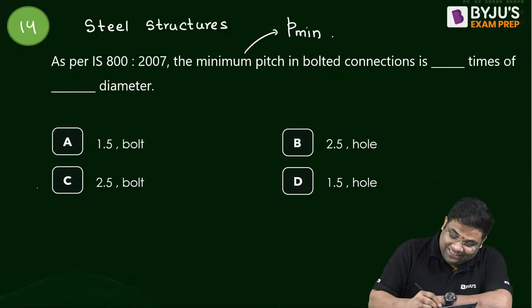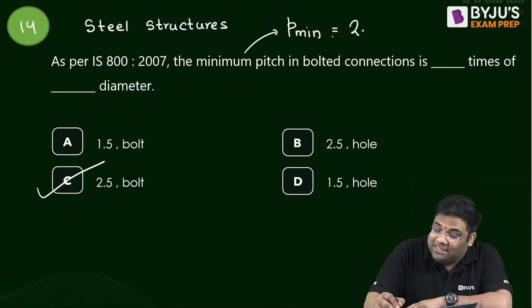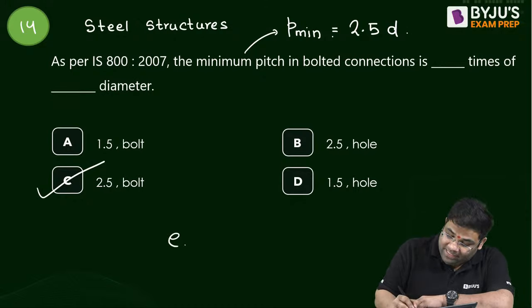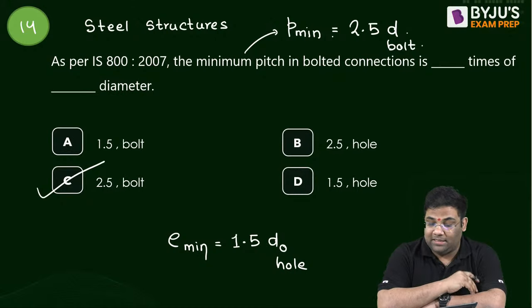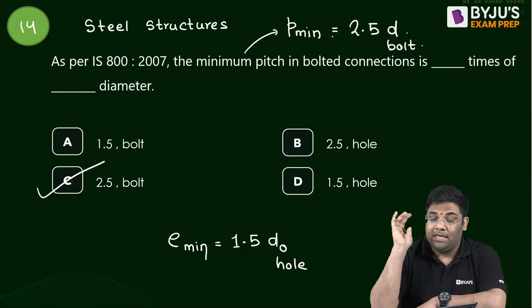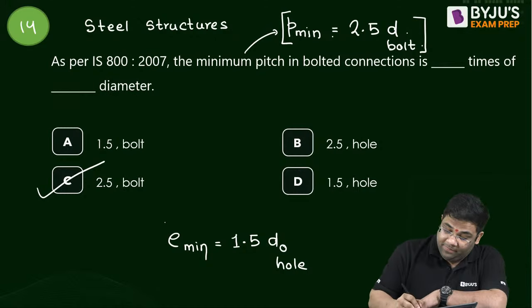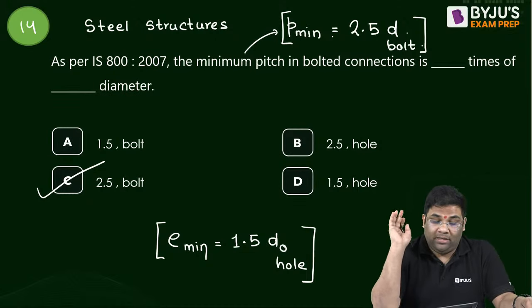The answer is C. Minimum pitch distance is 2.5 times the bolt diameter. Minimum end distance is 1.5 times the hole diameter. Understood, everyone? Everybody gets confused here, and therefore you should know this. So the minimum pitch distance is 2.5 times the bolt diameter, and the minimum end distance is 1.5 times the hole diameter. I have already taught this in one video.